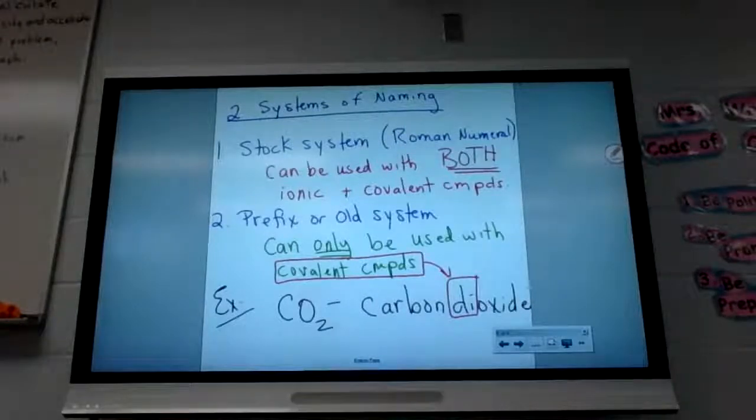Yes? No? Okay. So two different types of compounds, two different types of names. We are going to stick with the stock system for the better part of the week. We'll bring in prefix possibly Thursday. All right, is everybody caught up?